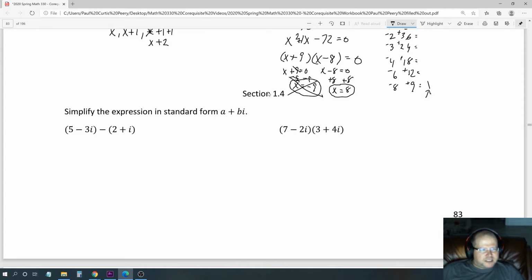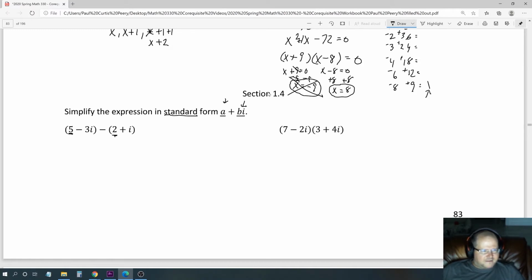So what we want to do here is say that a plus bi, this is the real part, and this would be the imaginary part of a complex number. And it's written in standard form in that order. So if you write a complex number in standard form, it's going to have the real part first, and the imaginary part second. So we're going to combine the constants, right?